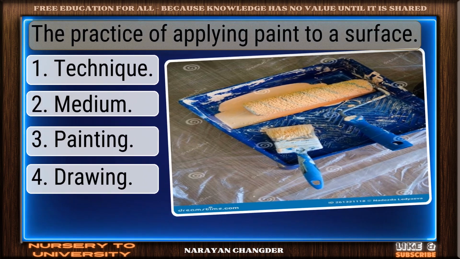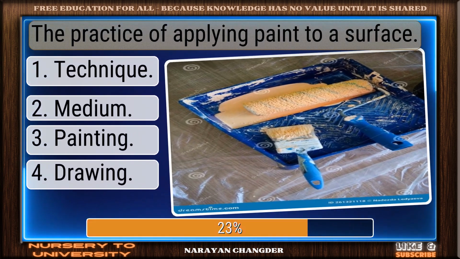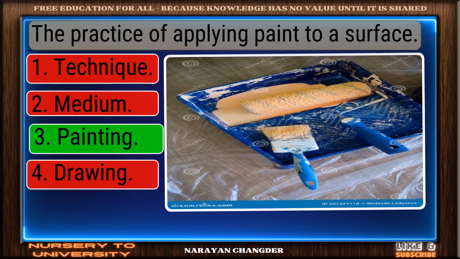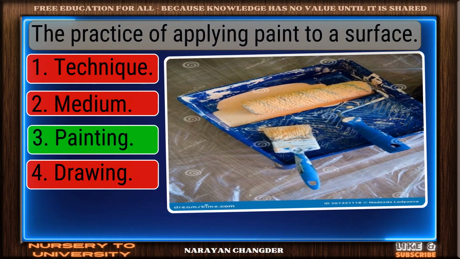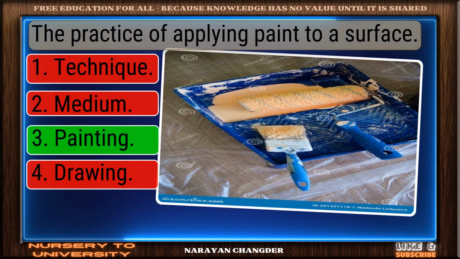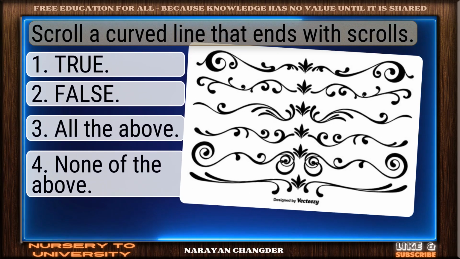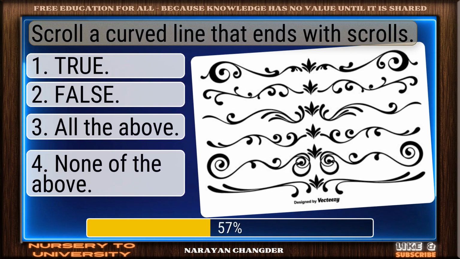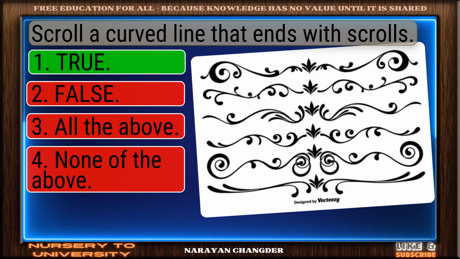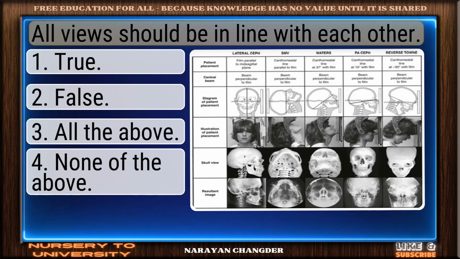The practice of applying paint to a surface. Great thinking. Painting is the right choice. Scroll a curved line that ends with scrolls. Correct. True is the right answer.